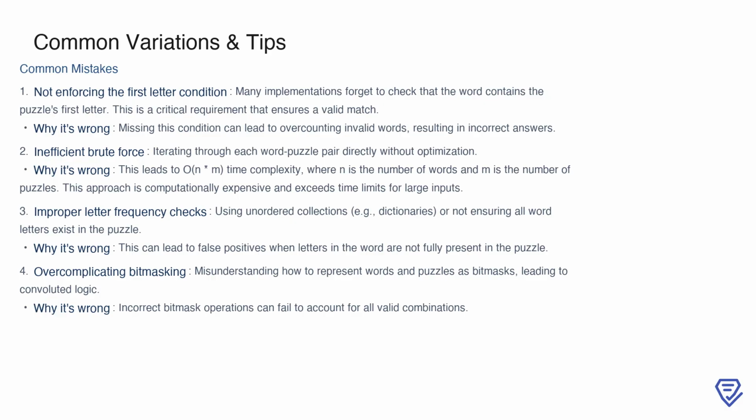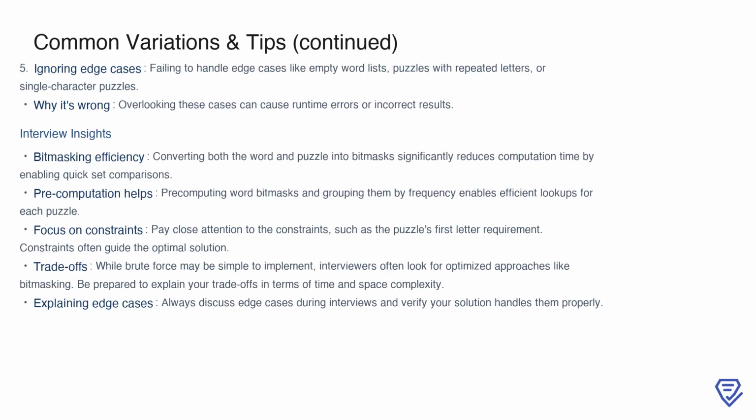Lastly, overcomplicating bit masking is a frequent source of errors. Bit masking is powerful but requires careful implementation. Misunderstanding how to represent words and puzzles using bit masks can lead to convoluted logic and missed combinations, ultimately skewing your results. Additionally, ignoring edge cases is a frequent oversight. Examples include empty word lists, puzzles with repeated letters, or single-character puzzles. Failing to account for these scenarios can lead to runtime errors or unexpected outputs.